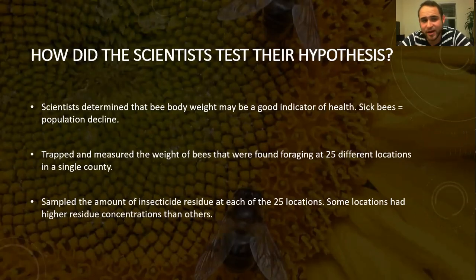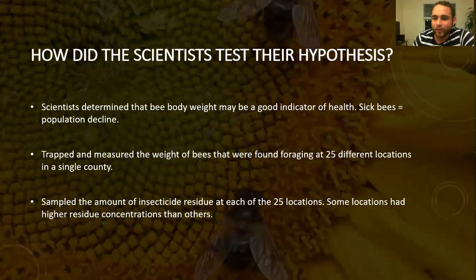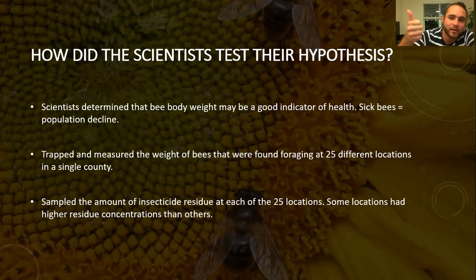How did the scientists test their hypothesis? Well, in this case, they designed an experiment and they determined the bee body weight and used it as a proxy for their health. For example, skinny bees are sicker than fat bees. So bees that weigh more than 1 pound are healthy. Bees that weigh less than 1 pound are unhealthy. And then they use that to determine if the bee population was sick or healthy. For example, we can expose the bees to pesticide and see if their weight went up or down, and then determine if they were healthier or if the pesticides made them sicker.